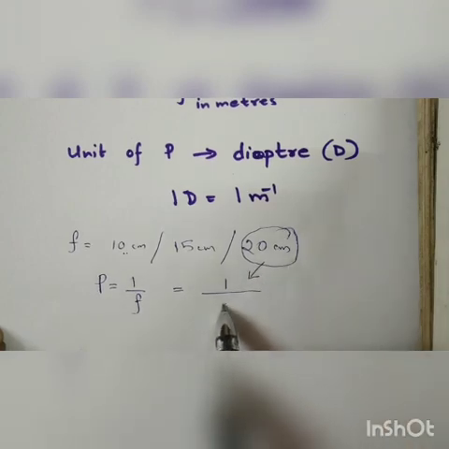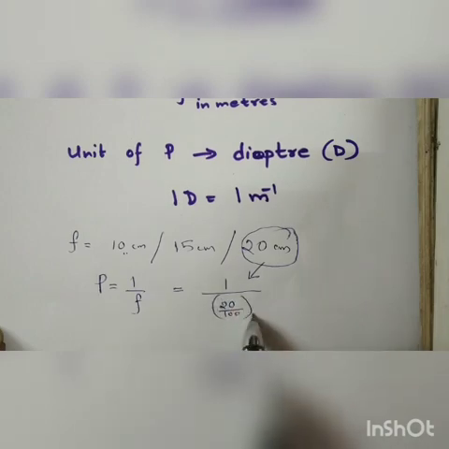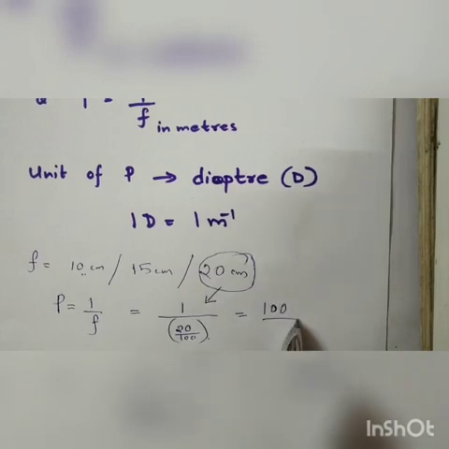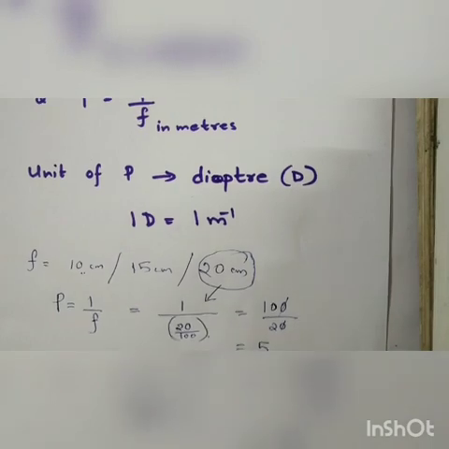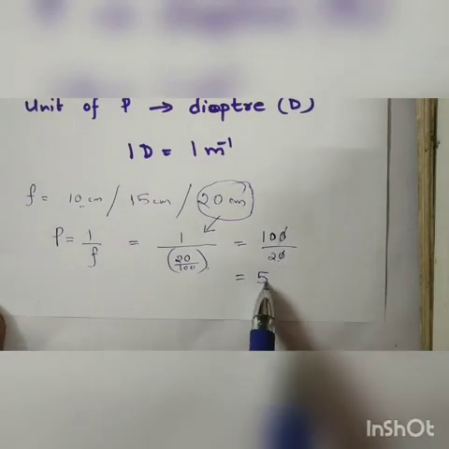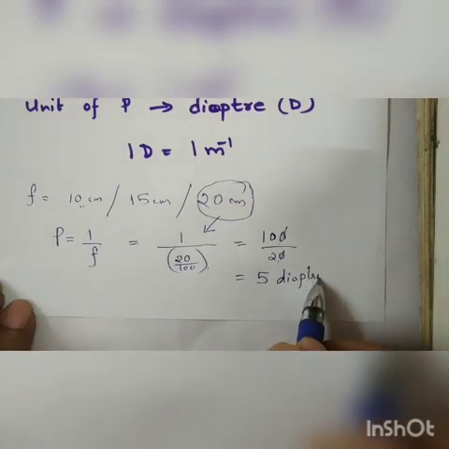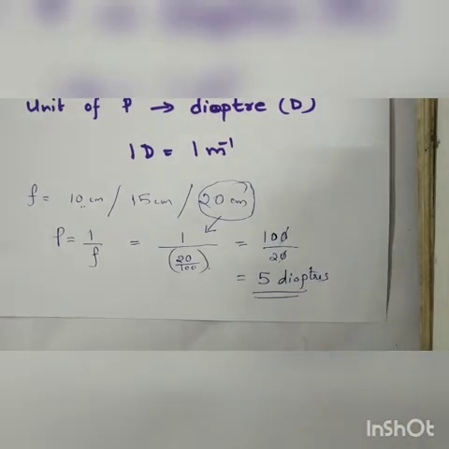20 centimeter. But we know that focal length should be in meters. How do you convert centimeter to meter? Divide by 100. So this becomes, take the reciprocal, 100 by 20. Okay, what is the answer? 5. 100 by 20 gives you 5. And what is the unit of power? Diopters. Okay. So I hope you have understood how you can find out the power. If you know the focal length, you have to convert it into meter and take the reciprocal.